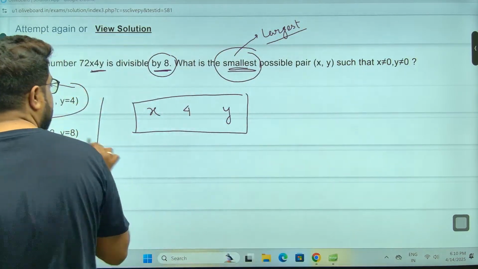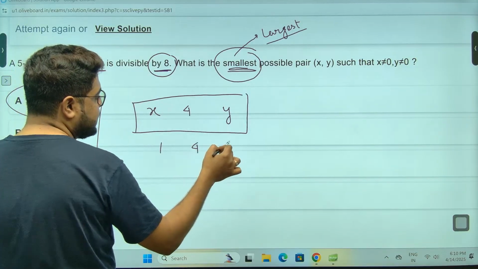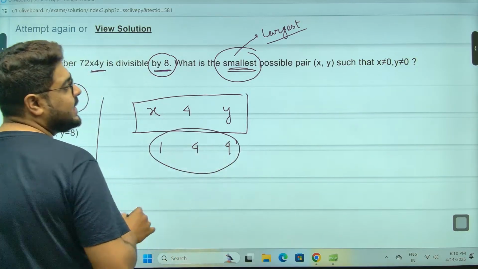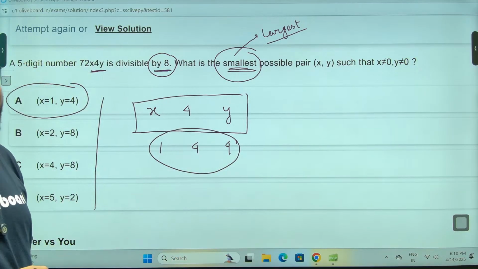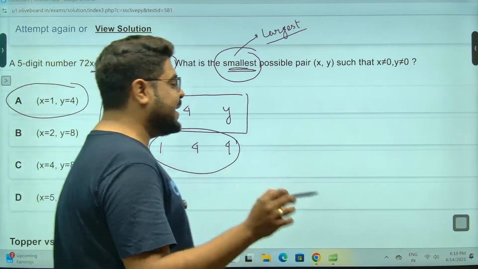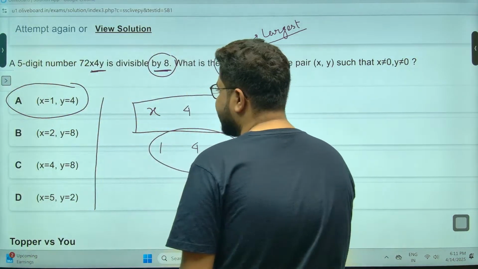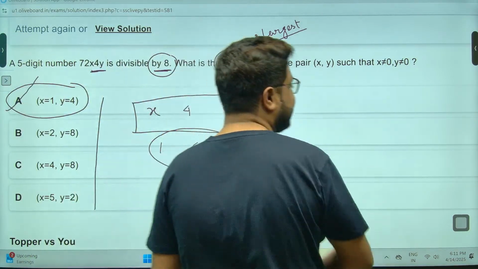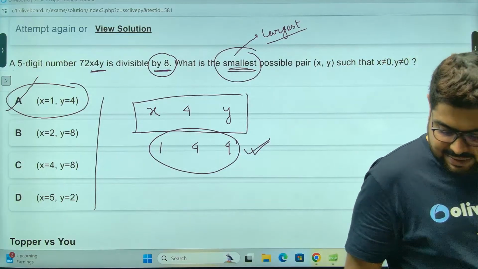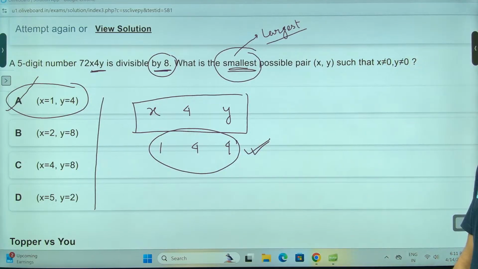Let's see, sir. If I put 1, 4 and Y is 4, is it divisible by 8? Yes, sir, it is absolutely divisible by 8. That means this is 100% my correct answer.